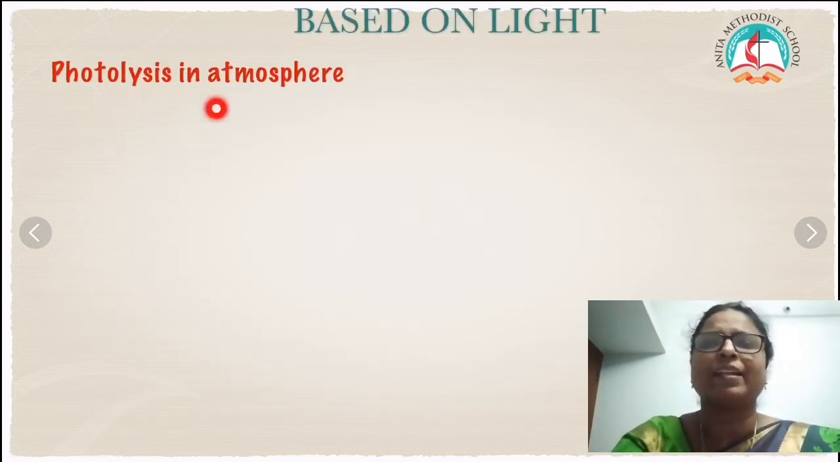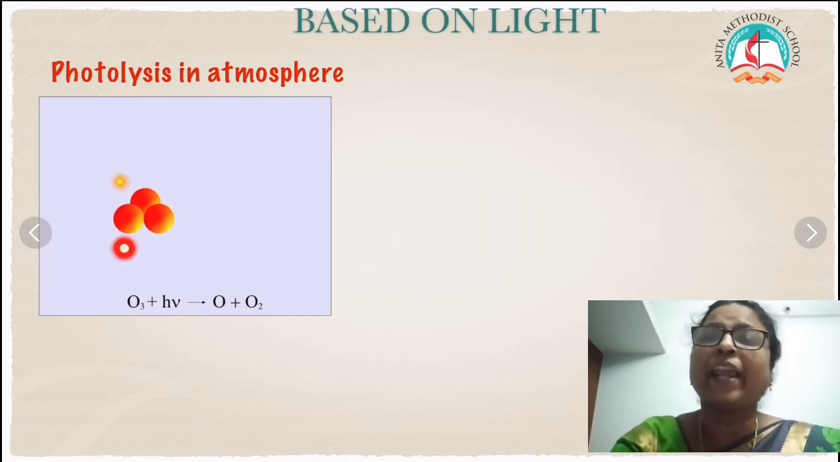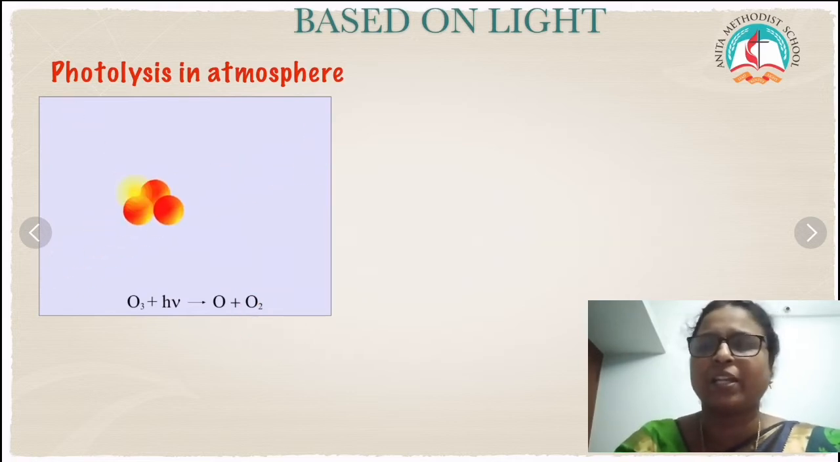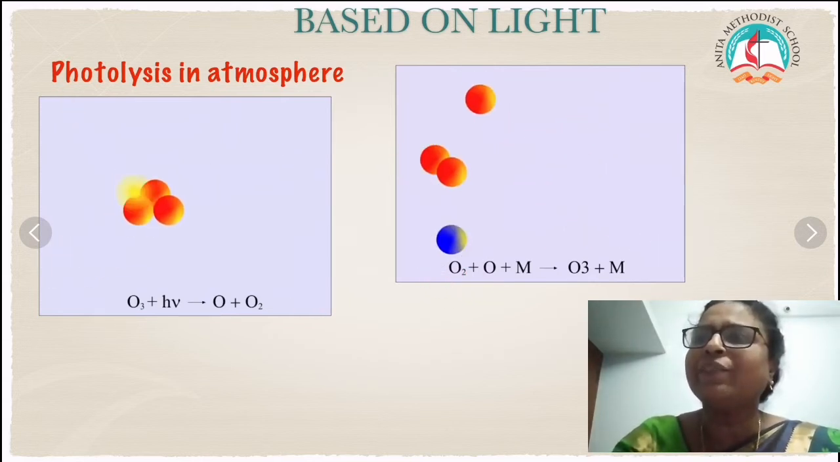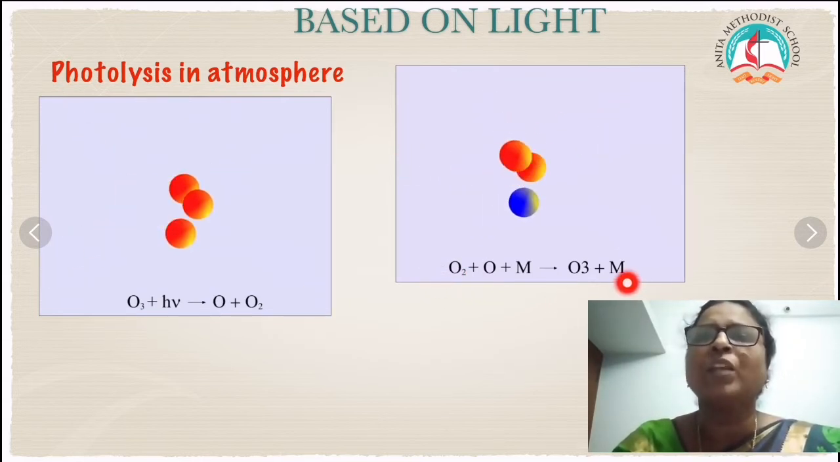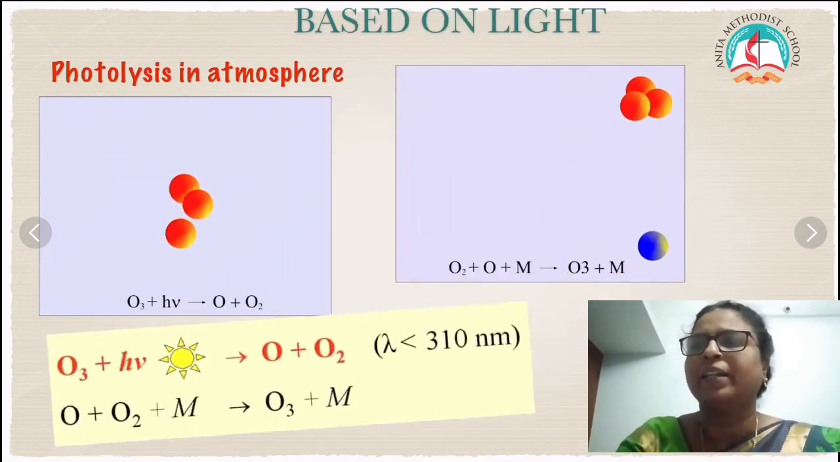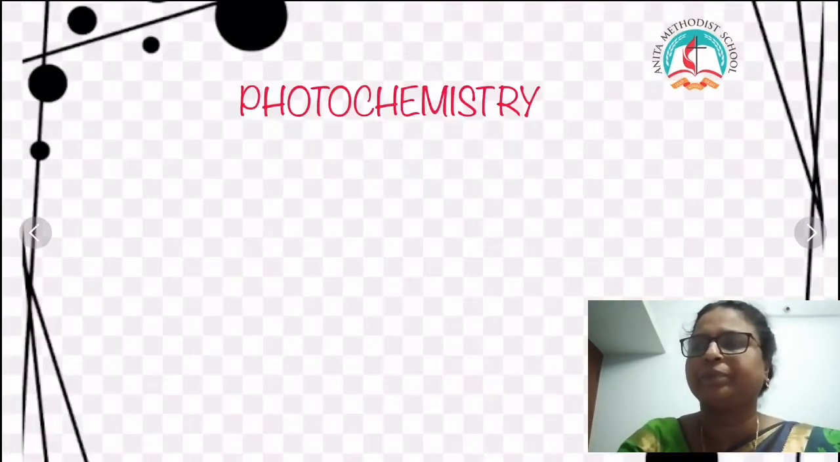Then we are going to see photolysis in the atmosphere. The ultraviolet rays from the sun break ozone in the stratosphere into oxygen and atomic oxygen. Again, this atomic oxygen combines with molecular oxygen to form ozone. This happens in the atmosphere. So here you are seeing the equations.